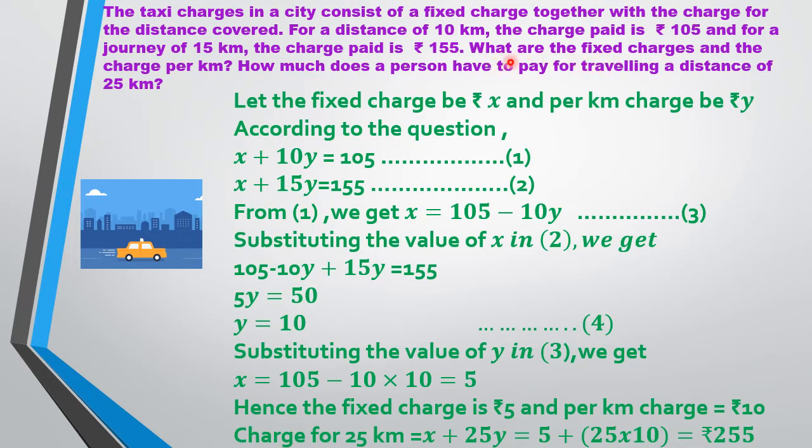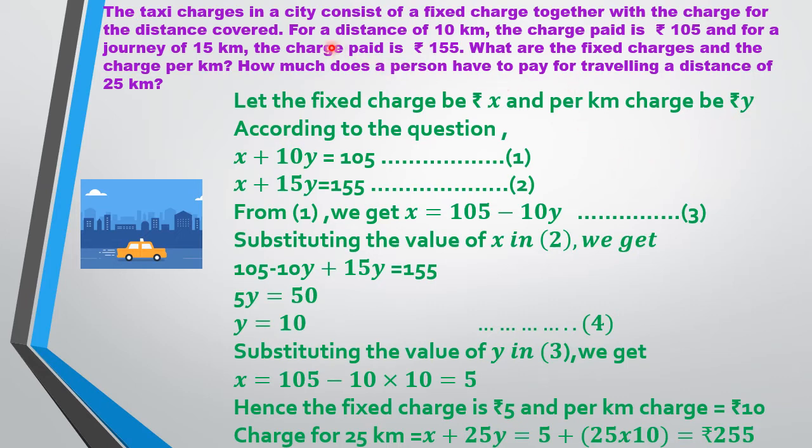Fixed charge. You have to always go to the last line to understand your variables. See the fixed charge. What are the fixed charge? So fixed charge is x and the charge per kilometer. These are the two aspects which are required in the question, and they are always found in the last lines. So the fixed charge is assumed to be rupees x, and the charge per kilometer is assumed to be y. Now let us move to the condition.